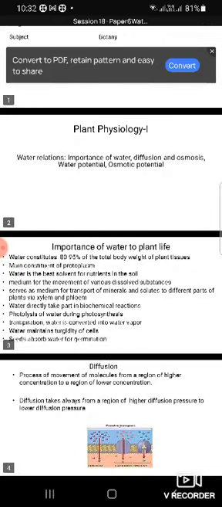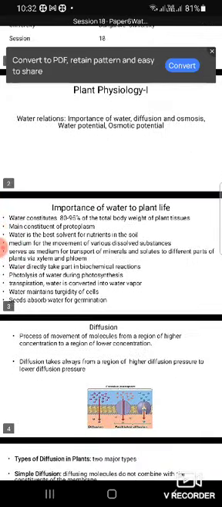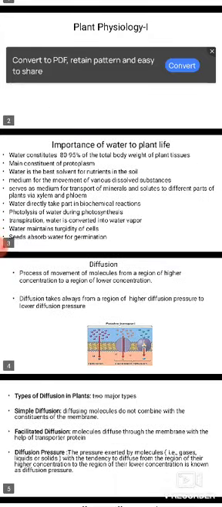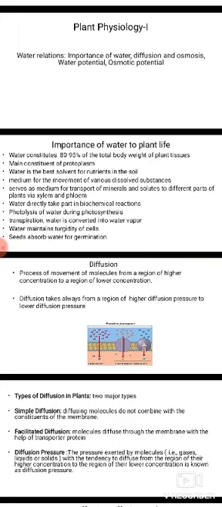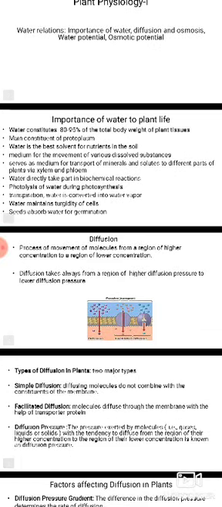Water relations. Coming to the importance of water to plant life. Water constitutes about 80 to 95% of total body weight of plant tissue. It is a main constituent of protoplasm, and water is the best solvent for nutrients in the soil. And water is a medium for the movement of various dissolved substances.